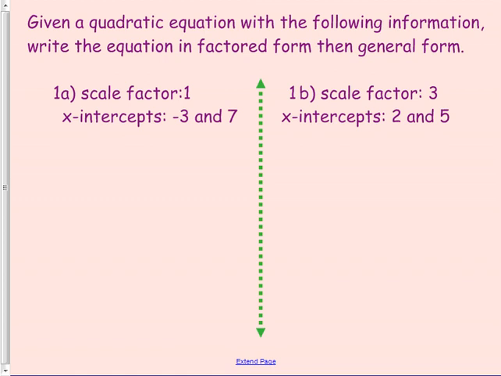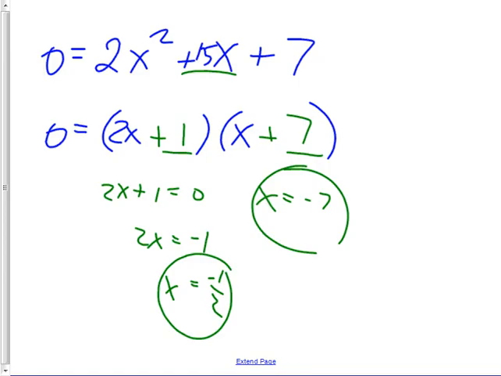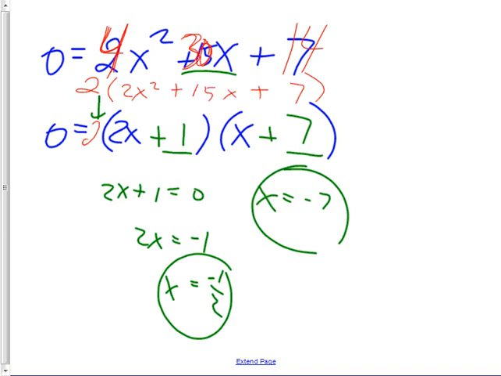All right, given a quadratic equation with the following information, write the equation in factored form and then in general form. All right, now this is important. I'm going to go back for just a second here. Do you get that there was no number that we factored all the way to the front? If we had, that would be called a scale factor. So I'm just going to, for a second, imagine that this had been a 4x squared, this had been a 30x, and this had been a 14. Then, when I started, I would have factored out a 2, and then I would have had 2x squared plus 15x plus 7, and then I would have factored it to this with a 2 in the front.